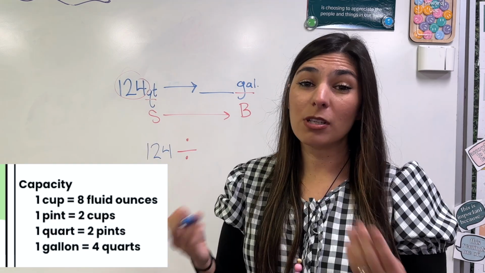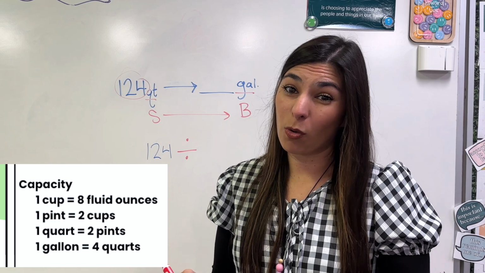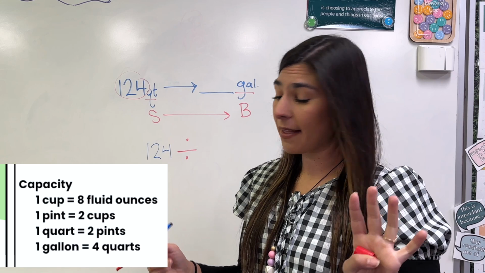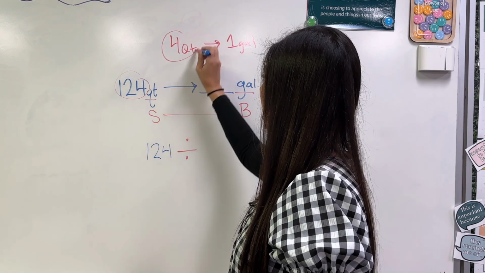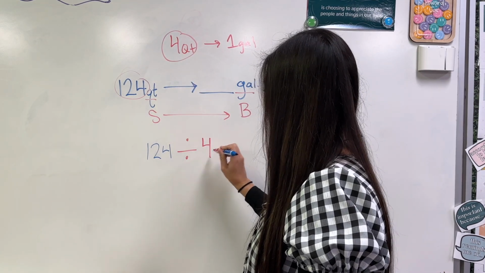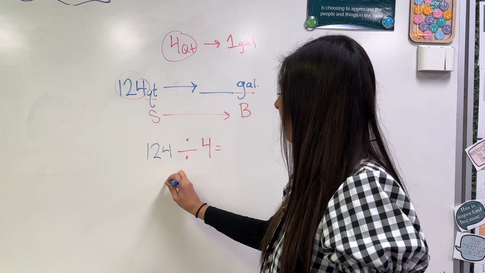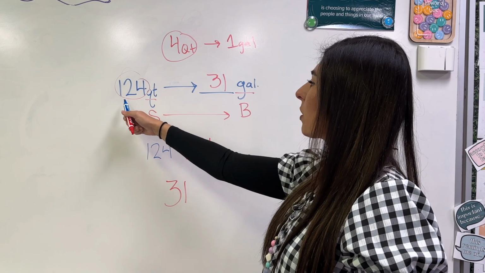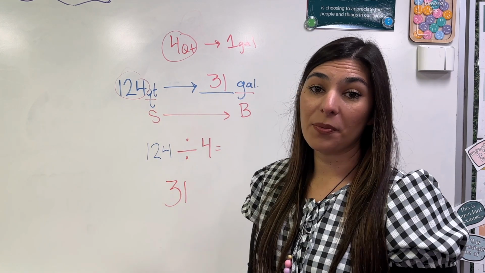124, and I'm going to look at my measurement sheet to see how many quarts are in a gallon. So I know that there are 4 quarts in a gallon. So I'm going to take this 4, and that's what I'm dividing by. And that will give you 31. So 124 quarts will be converted into 31 gallons.